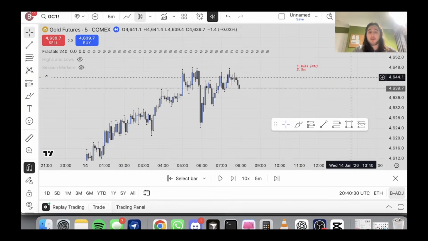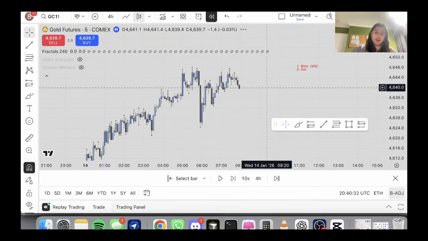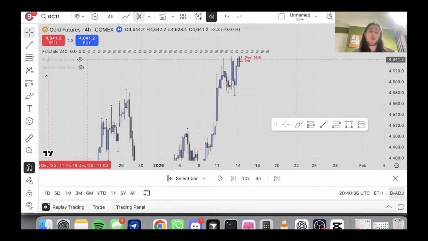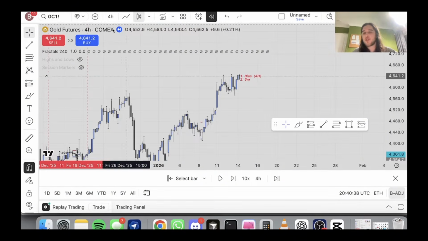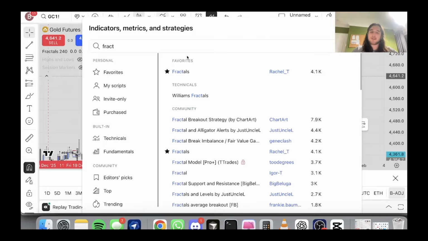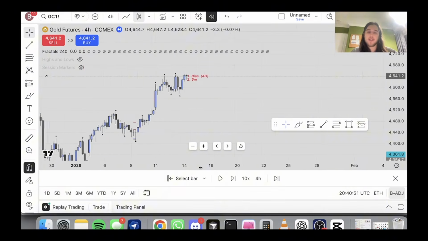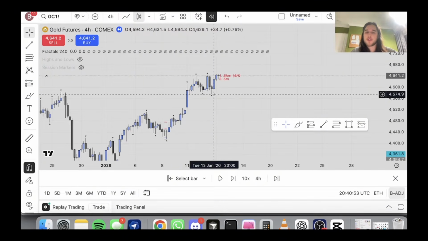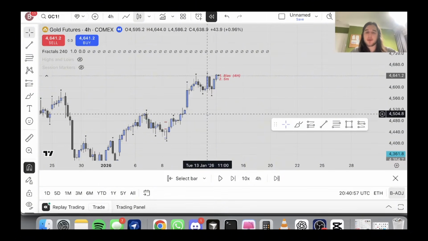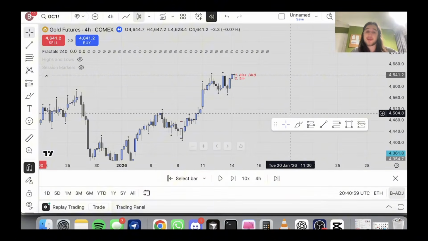So here we've got step one, the bias. So we're going to get onto the 4-hour chart here. And what we're going to do is make sure we have an indicator installed called Fractals by Rachel T. So if you come into here and you search Fractals, you'll find this nice indicator, and you want to apply that to your chart. What that essentially does is put these little triangles onto our chart, which are fractals, which is some mad chaos theory shit, which we're not going to get into because it doesn't matter. You don't need to know it.